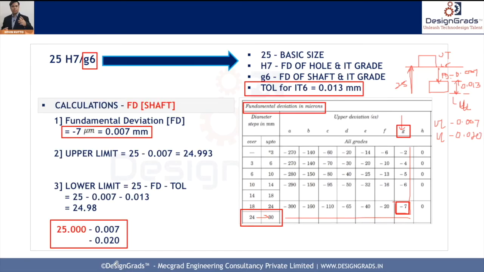The same thing we will find out here. If you calculate here, the same things are there. Fundamental deviation is -7, which is nothing but 0.007 millimeters. Then we are going to get these limits, right? So you can see 25, which was our basic size. Upper limit was minus 0.007, and then lower limit was minus 0.020, which we already found out.